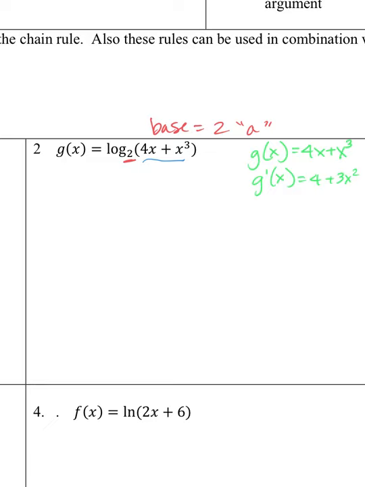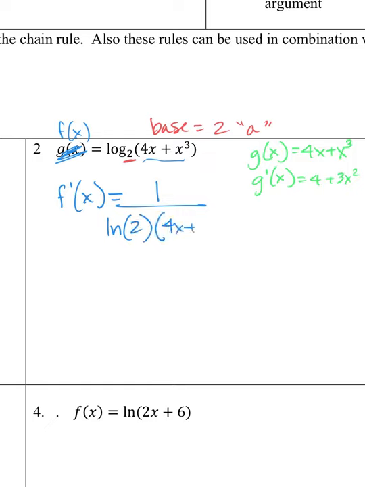Now, if you notice, I have this part as g of x, and we have the part over on the other side as g of x. So let's just change that to f of x. So the derivative, this is a log, so it's going to have the natural log of the base times the g of x times its derivative, which is that 4 plus 3x squared.